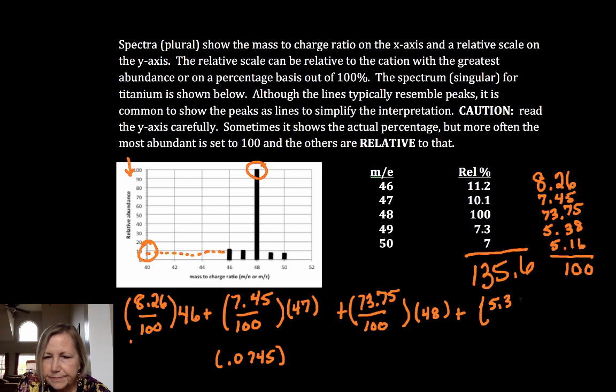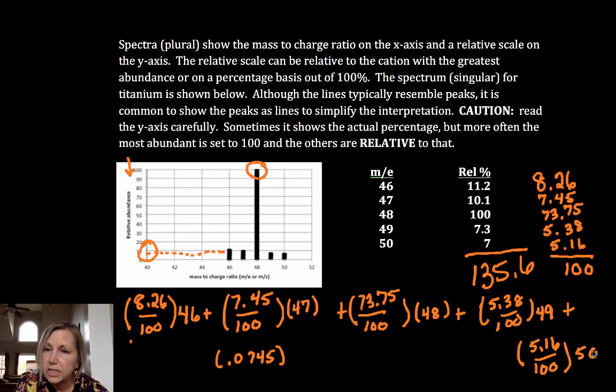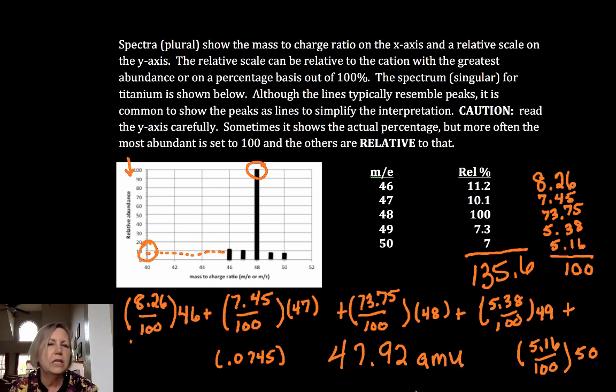5.38 over 100. I think you get the point. Plus 5.16 over 100 times its mass, fraction mass plus fraction mass plus fraction mass. Add that up, and you should get very close. It's an experiment, and we've rounded. You might not get exactly what's on the periodic table, but you should get very close to what is on the periodic table. And that is how scientists would determine isotopes.